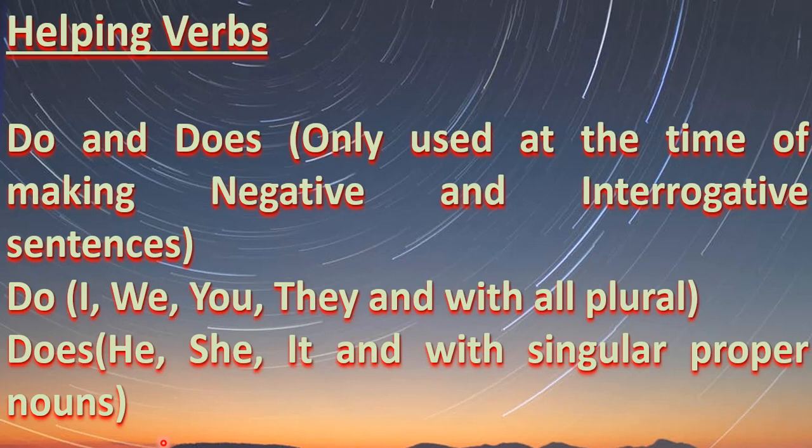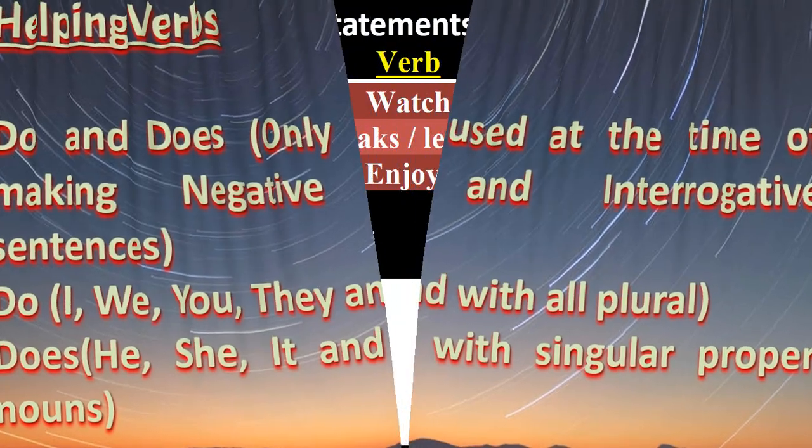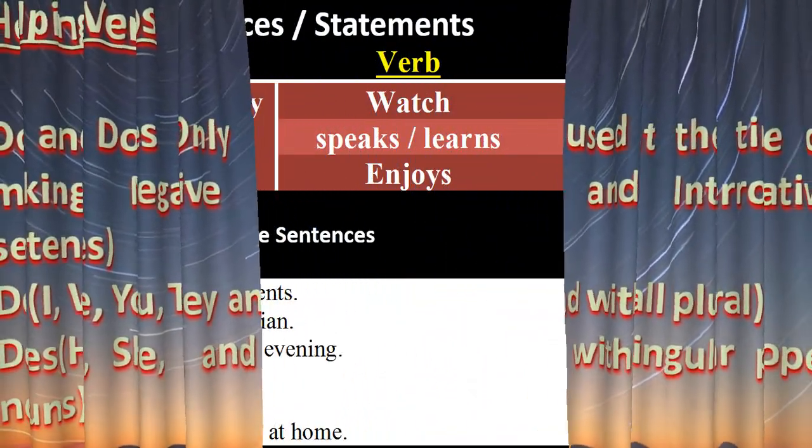So now let's move toward helping verbs of this tense. The helping verbs of present indefinite tense are do and does. These helping verbs are only used at the time of making negative and interrogative sentences. We use do with I, we, you, they, and with all plurals. We use does with he, she, it, and with singular proper nouns.